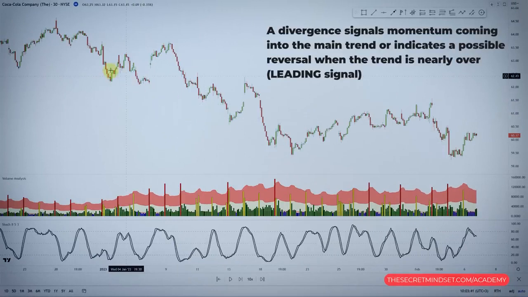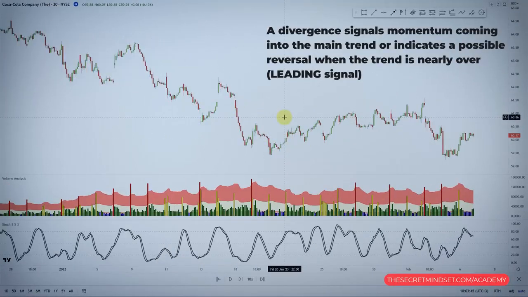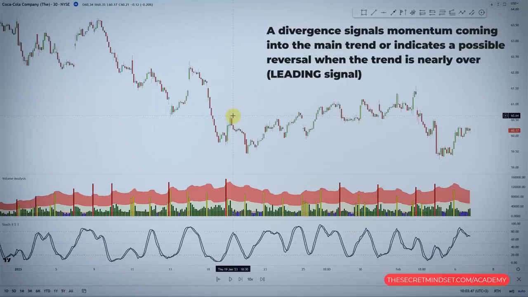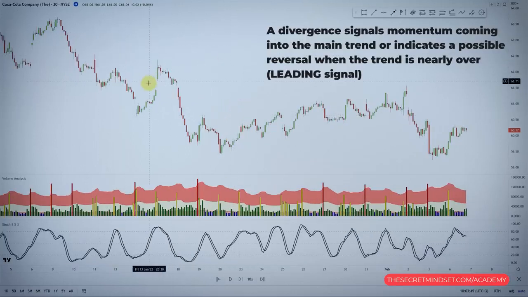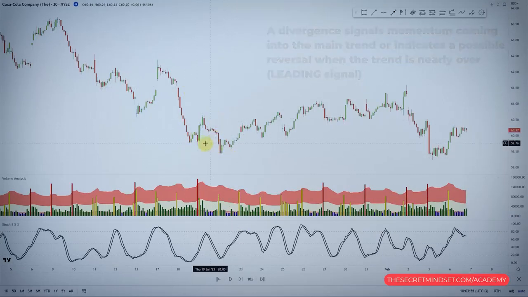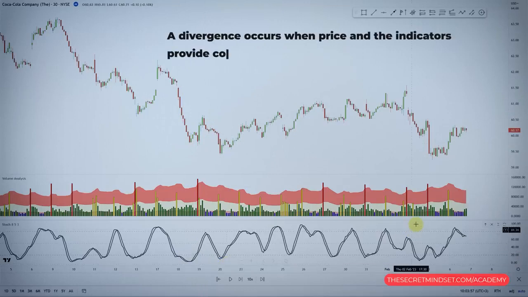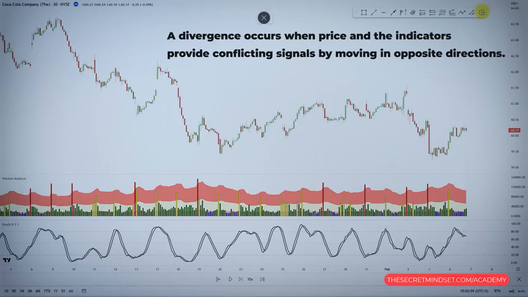In day trading, divergences should be one of your most important tools because they signal momentum coming into the main trend or indicate a possible reversal when the trend is nearly over. Again, leading signals. A divergence occurs when the price and the indicator provide conflicting signals by moving in opposite directions. There are two types of divergences: regular and hidden.